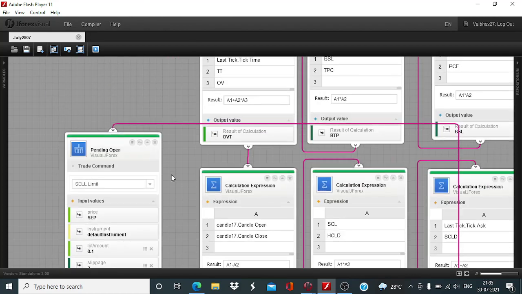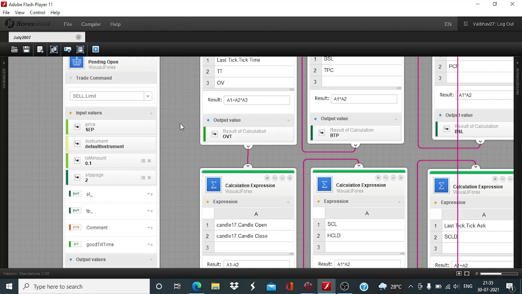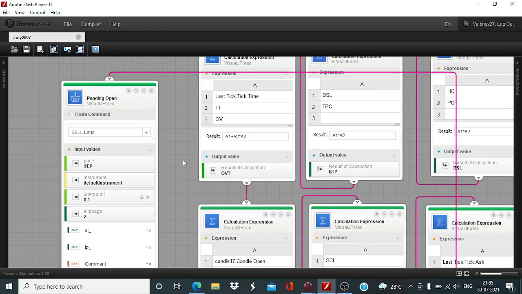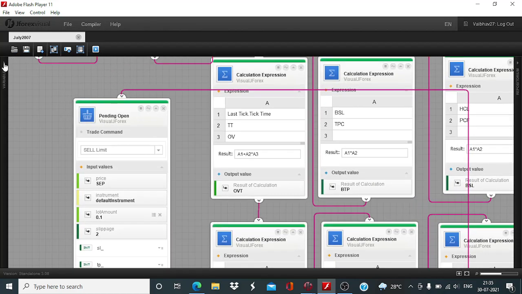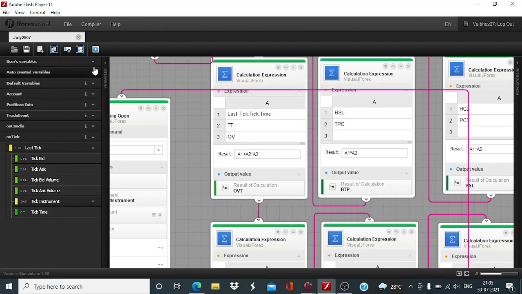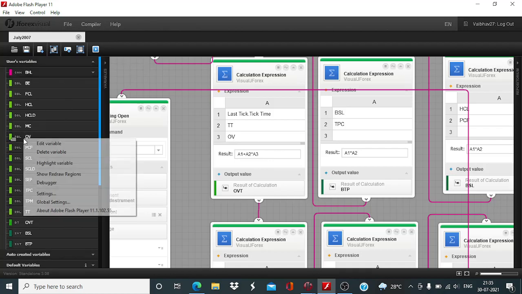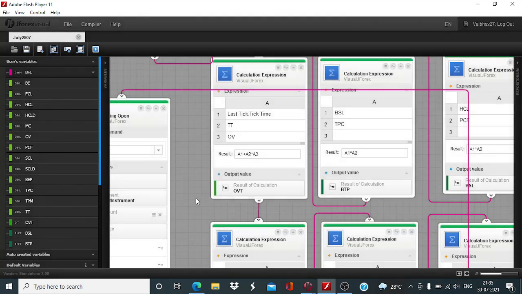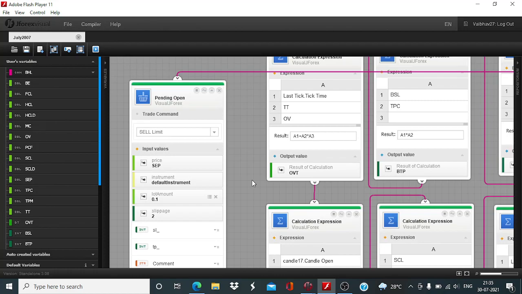I will put in the order validity first. This is the variable, and our order validity is going to be defined by this variable OV. OV has the value of 8. That means our order validity is 8 hours.